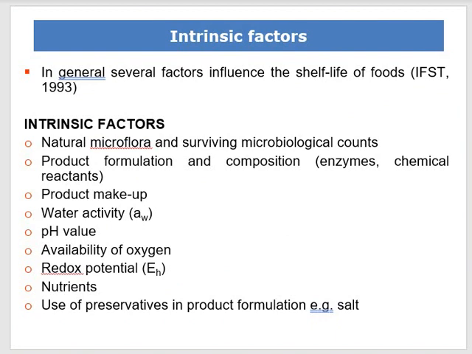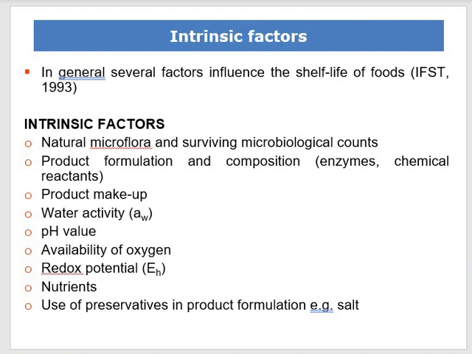The product makeup: what is the water activity of the product? What is the pH value? Is it a low pH value? Is it acidic? We already know that in acidic pH most microorganisms don't grow. If it's highly alkaline, then we know that it might spoil faster. The availability of oxygen, as we know oxygen will be available for most chemical reactions and also for some microorganisms that are aerobic. Redox potential.